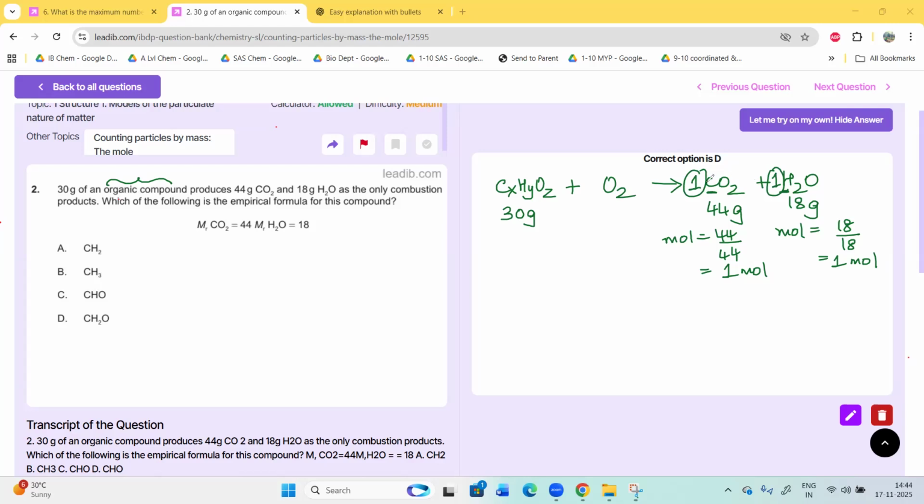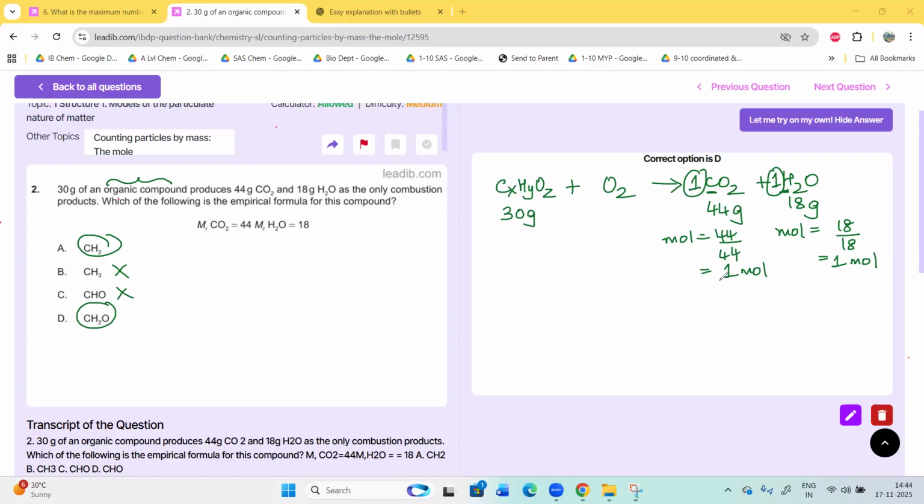So that means there's only one carbon and there are two hydrogens, 2 times 1. So obviously option A or option D is right. We can eliminate B and C from here. Now we have to check whether oxygen is there or not in the organic compound, because it just says organic compound. For that, we have to start with the mass information of 30 grams. We first figure out the mass of carbon and hydrogen. If the total adds up to 30, then we know there is no oxygen. So let's start with the mass.